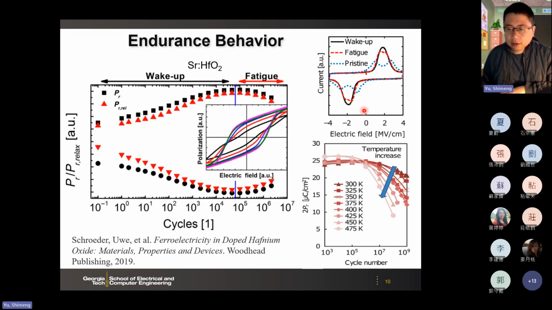Of course, as we increase the temperature, you are going to accelerate the degradation. Typically, without tricks, you can easily get 10 to the power 6 cycles of endurance. But with special treatment, you can reach even 10 to the power 11 or 10 to the power 12 cycles, as recorded in the literature.